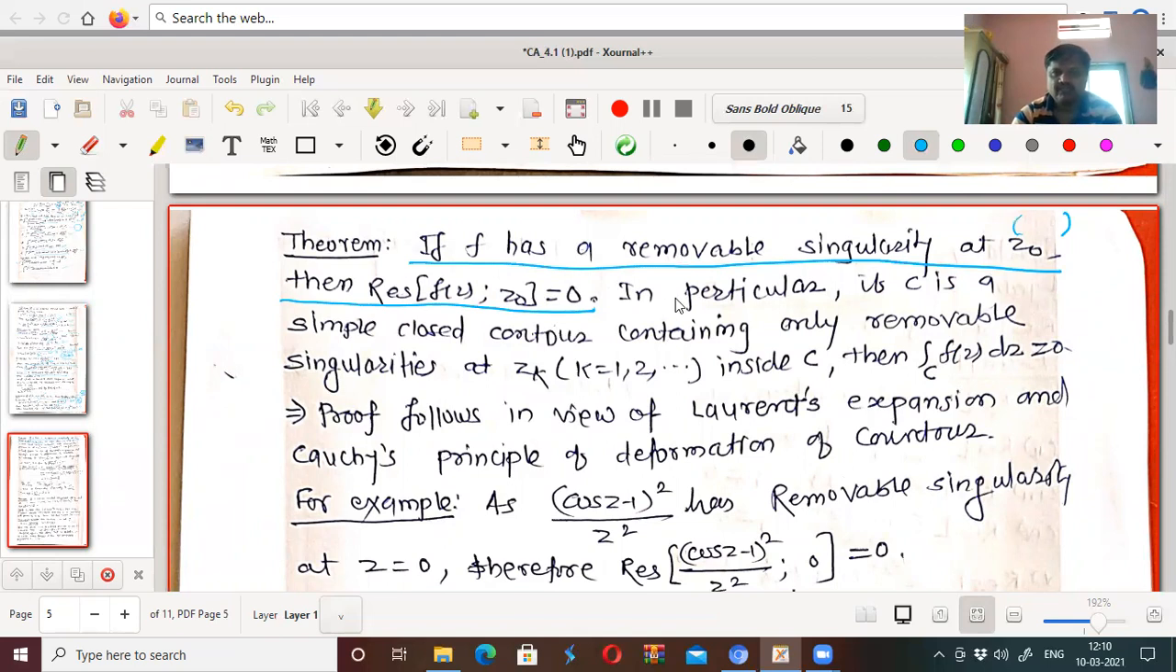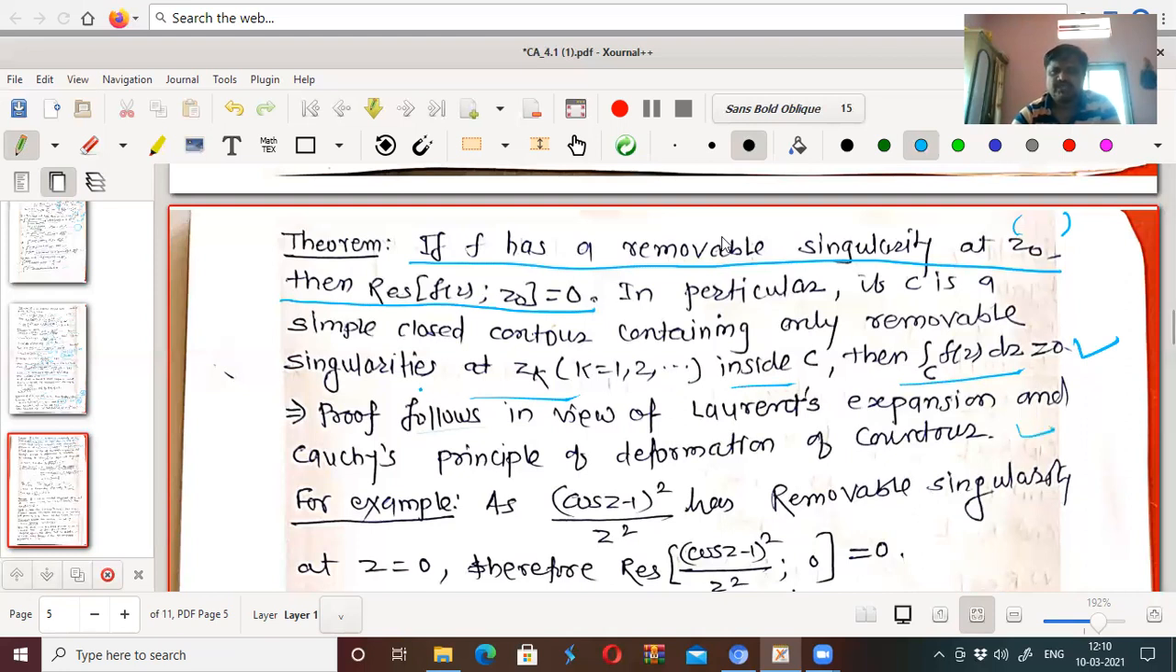In particular, if C is a simple closed contour containing only removable singularities z_k inside C, then the integral over C of f of z dz is equal to 0. If a removable singularity is there, the residue is 0. If the residue is 0, then the integral of that function, which is 2 pi i times the residue, is 0. The proof follows in view of the Laurent expansion and Cauchy's principle of deformation of contours.